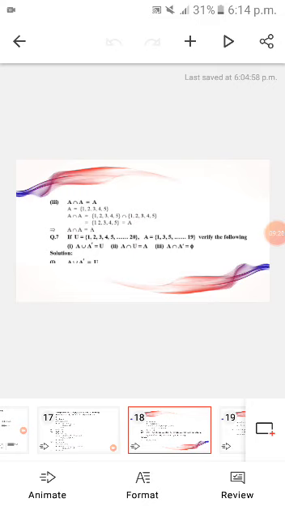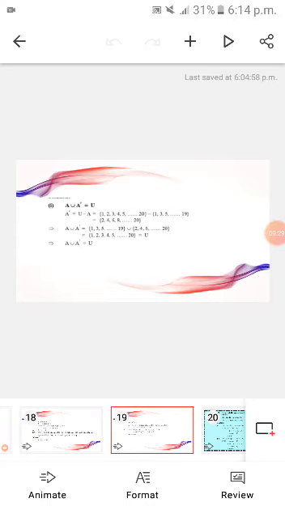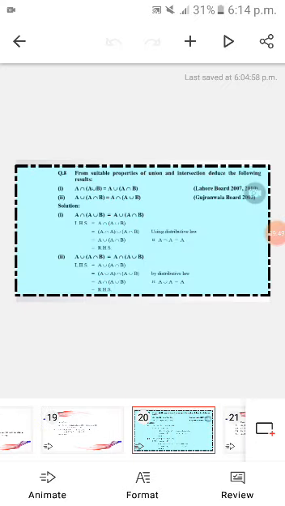Now solving question number 7. If the universal set is given and set A is given, verify the following. The first part is A union A complement equals the universal set. Firstly we take A complement, which means U minus A. Take the elements of the universal set and the elements of A and subtract. Now take A union A complement such that its result is the universal set. The other part is your assignment.